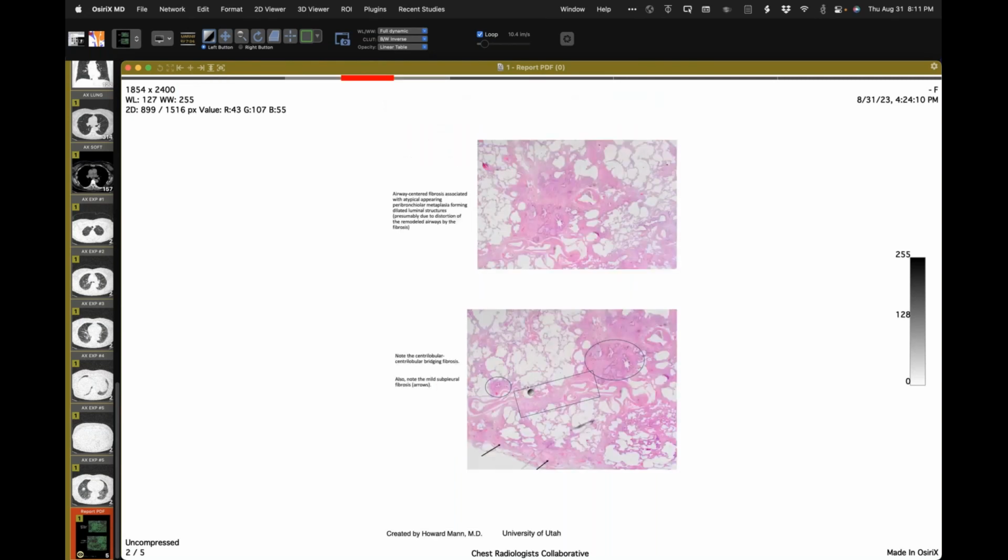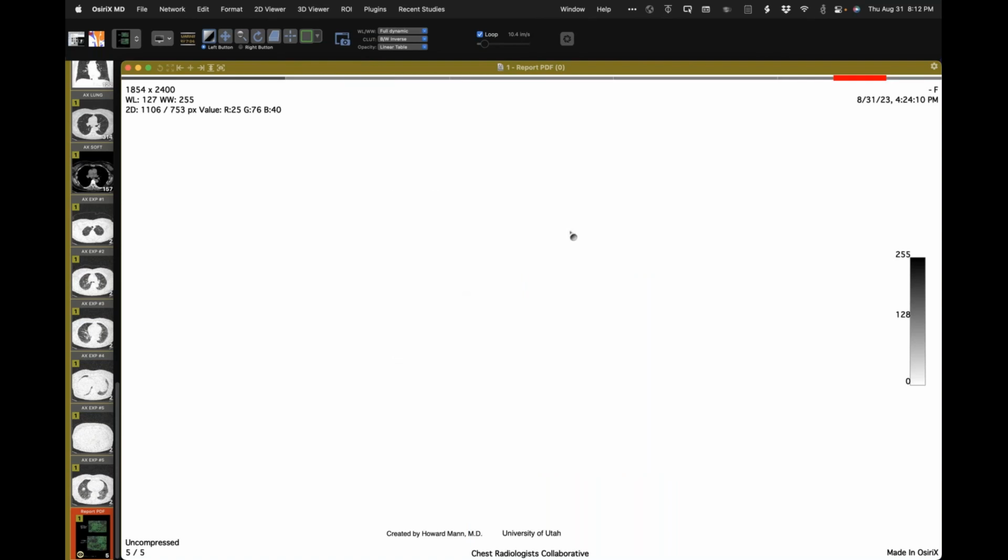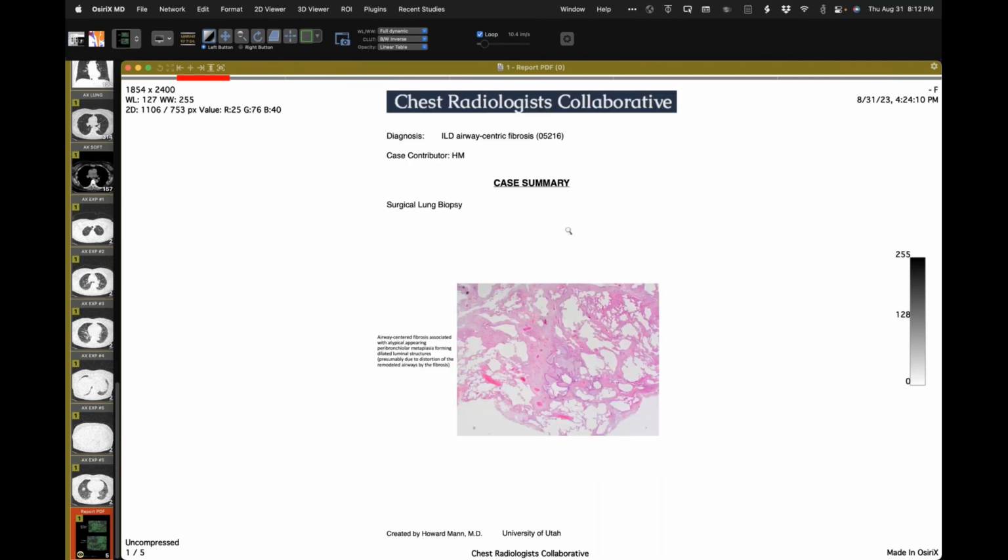So here again we have, now we can see here is a bronchus with respiratory epithelium. You can see there's a lot of pathology centered around this airway, particularly in this portion of the lobule. Here again, you can see these cells, respiratory epithelium, extending away from that bronchiole. So that is peribronchiolar metaplasia, which is what one looks for in airway disease.